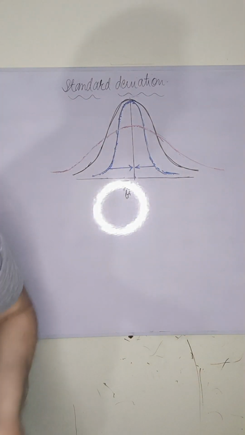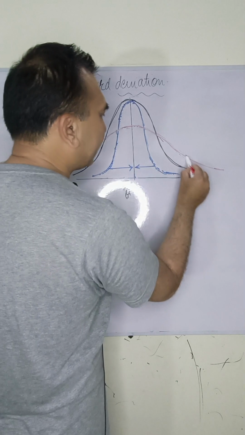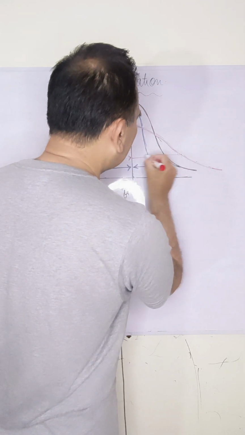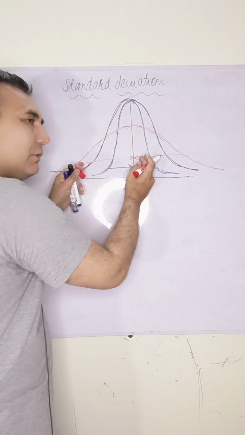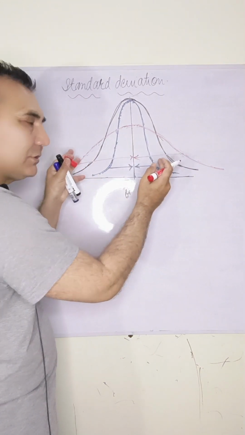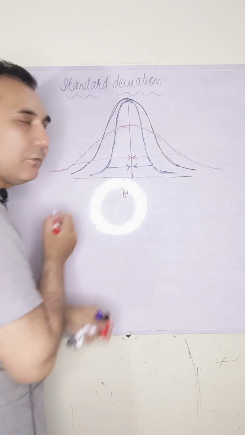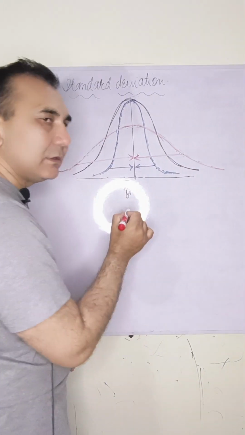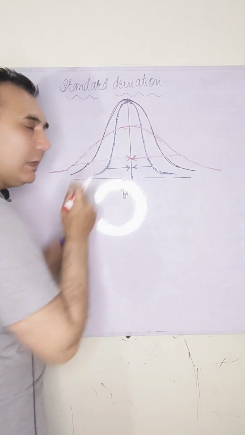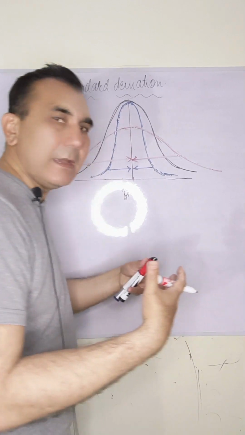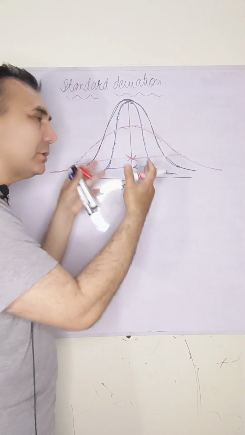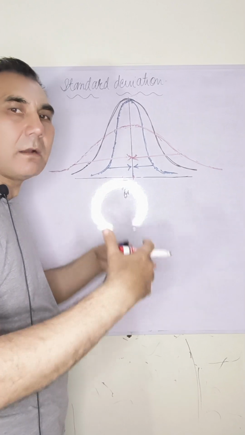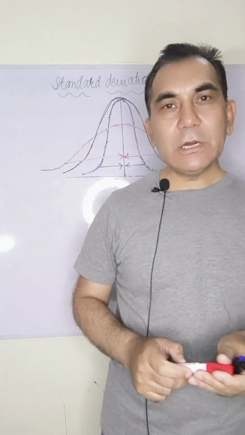Now see another example, the red one. If you see this red data, it is very flat, and the values of the data set are very far from the mean, meaning the variability in the red data set is very wide. So it gives the concept that the variability or dispersion in the red data is much larger, greater, or maximum. So that clears up the concept.